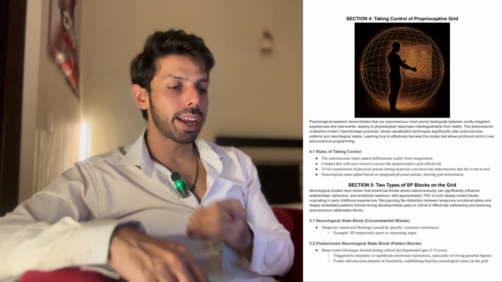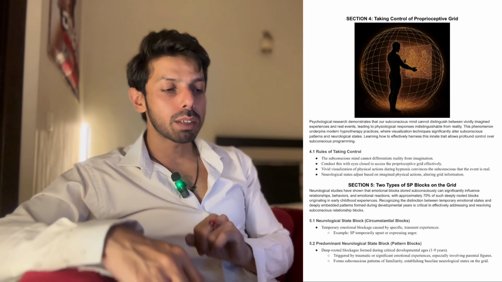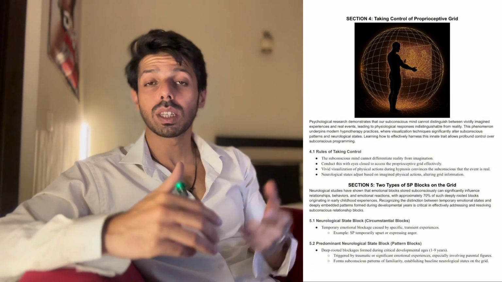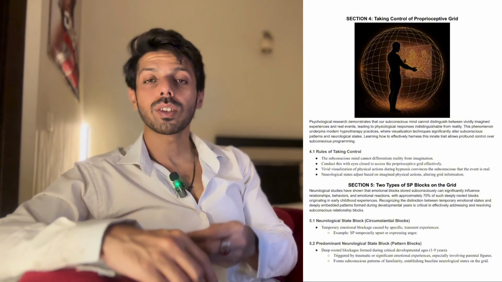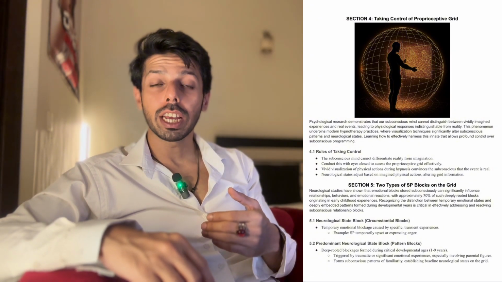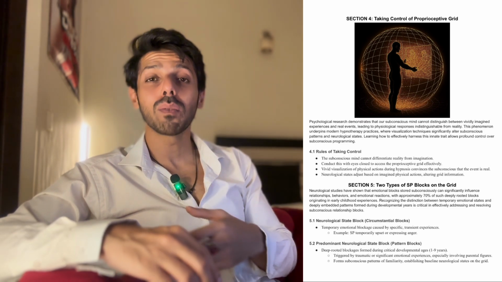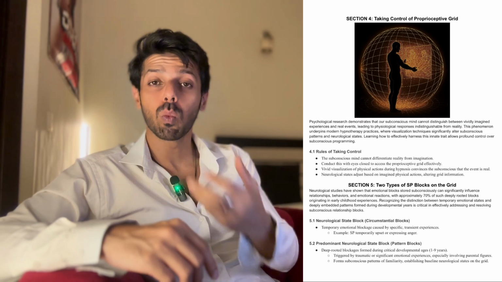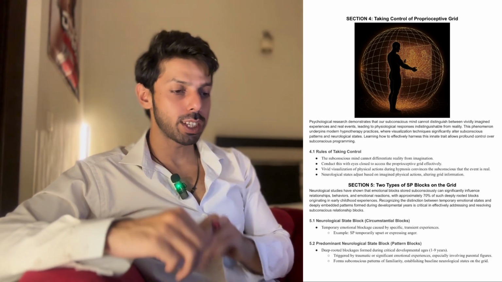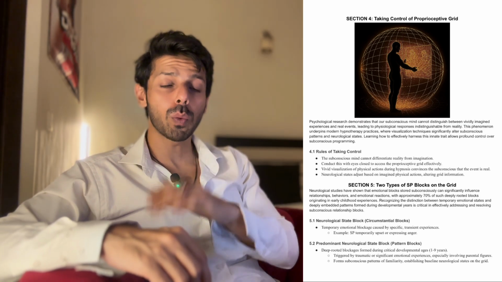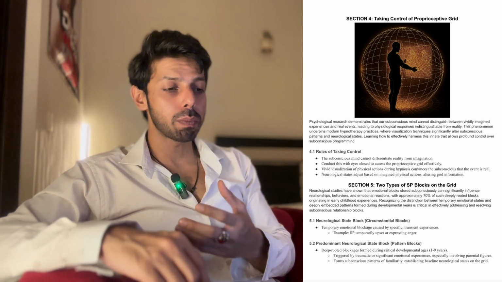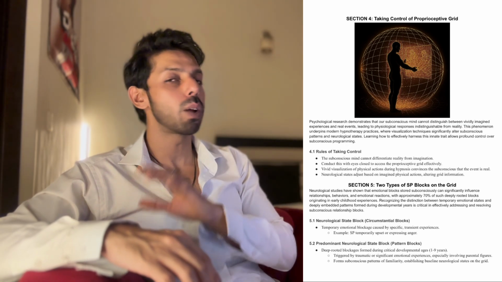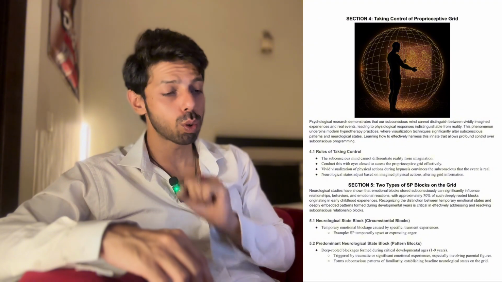Now, the rules of taking control. Rule one: the subconscious mind cannot differentiate reality from imagination. That means our subconscious mind cannot tell what is reality or what is imagination, and that's why, when people come to me, I explain to them manifestation work and visualization work, and we will dive into that aspect as well. We are going to make use of the fact that the subconscious mind cannot differentiate what is real and what is imagination.